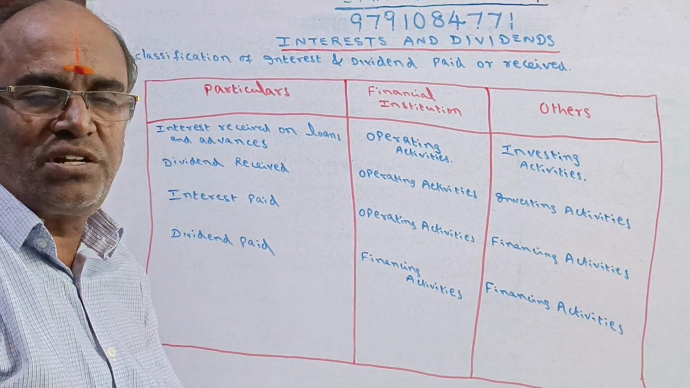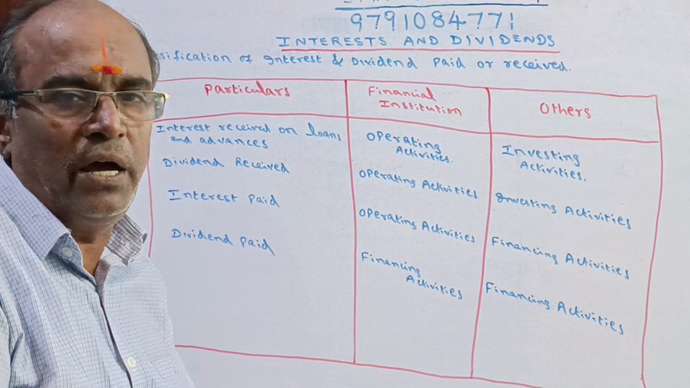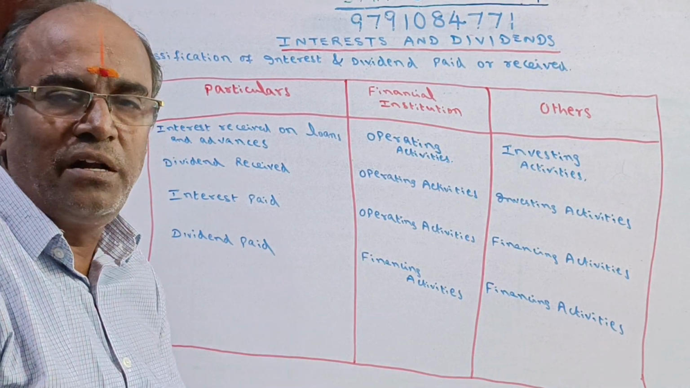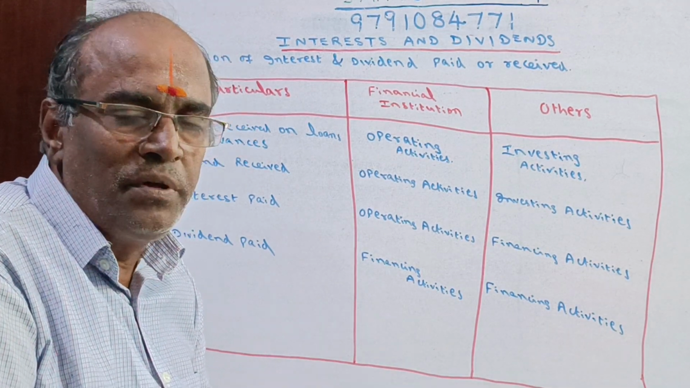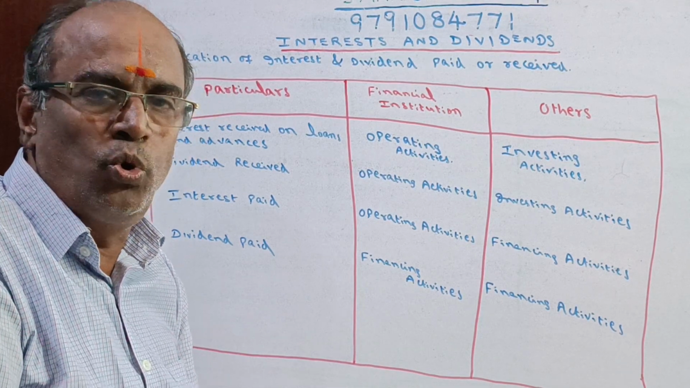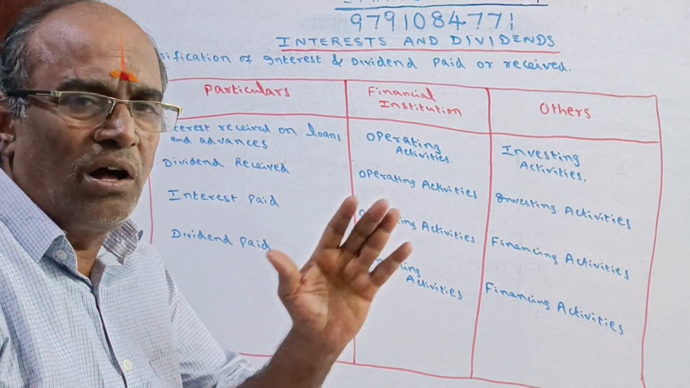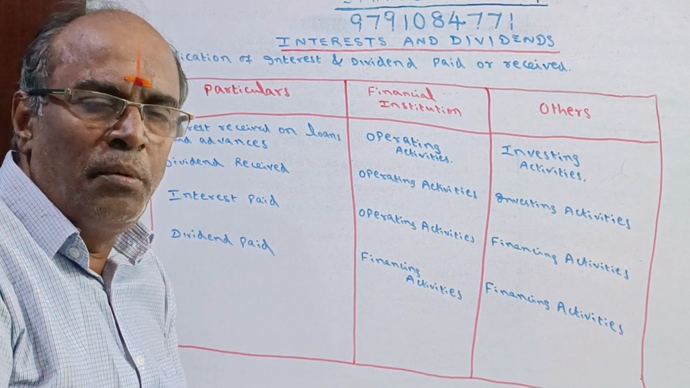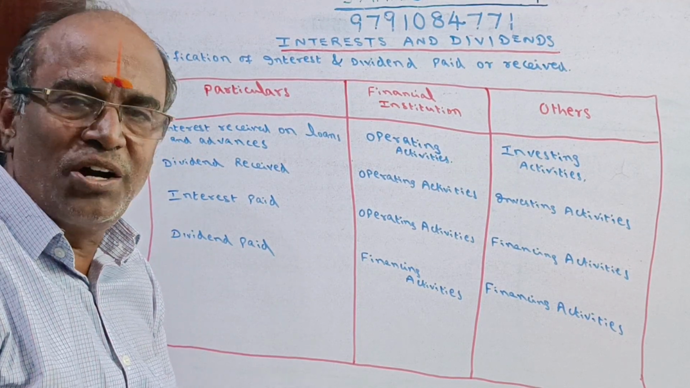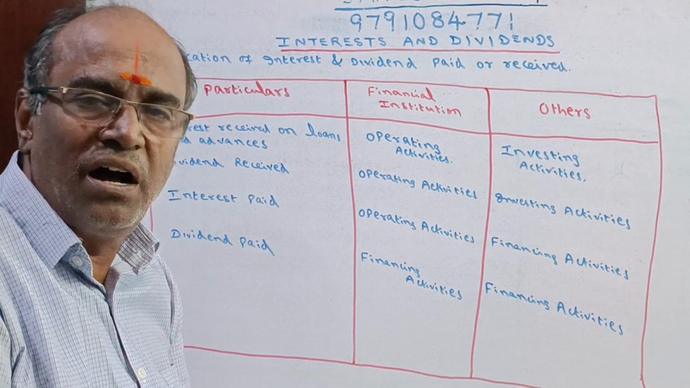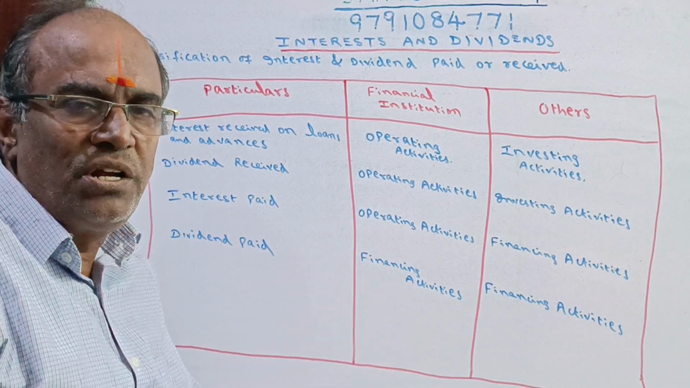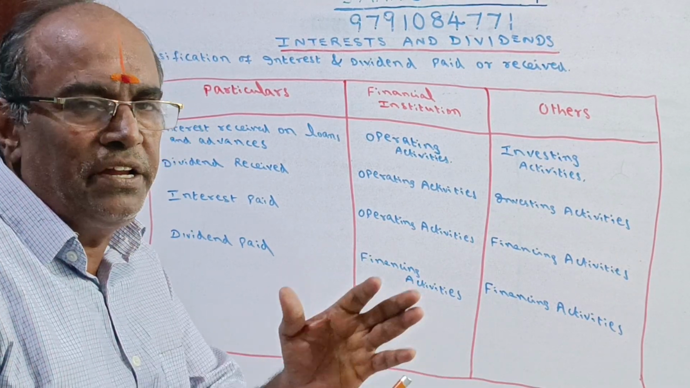In simple interest, you might know the formula PNR by 100. In compound interest, it is P into (1 plus R by 100) to the power N, minus P. This is the formula. You might have studied all this in school itself. So, these classes are very useful for commerce and accounts persons, BCom, MCom, CMA, Chartered Accountants, Associate of Company Secretaries, MBAs and all. First of all, we have to distinguish the terms interest and dividend.